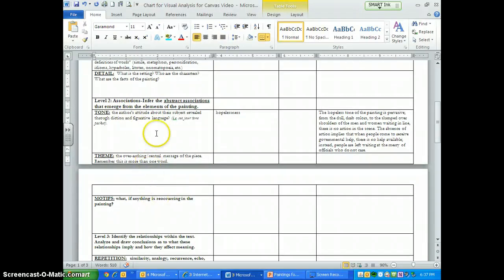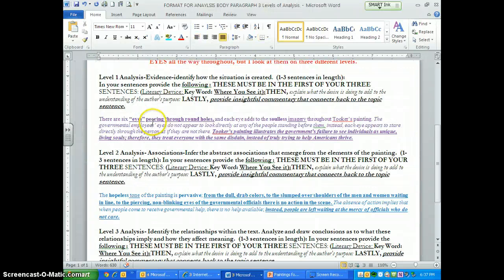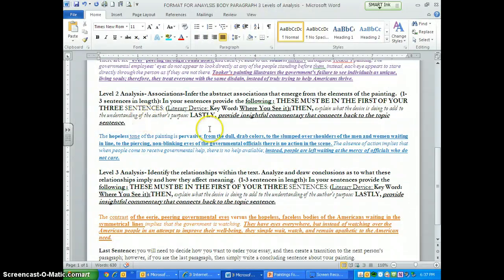I think theme and motif would also work really well for this particular type of essay. But I went with tone. So again, I have to have the literary device, the keyword, and where I see it. Let's see if I did that.